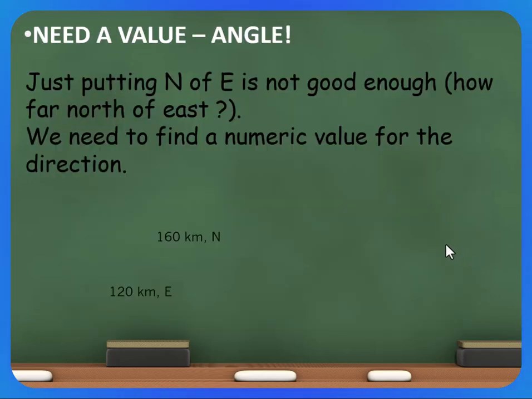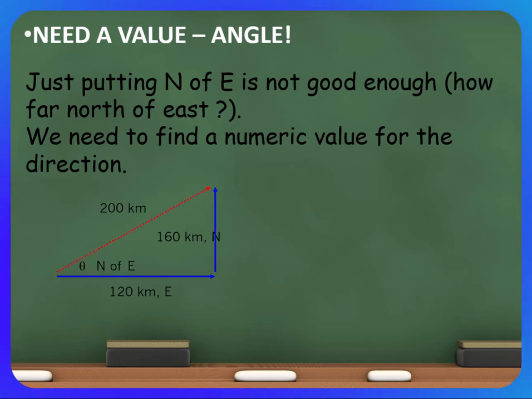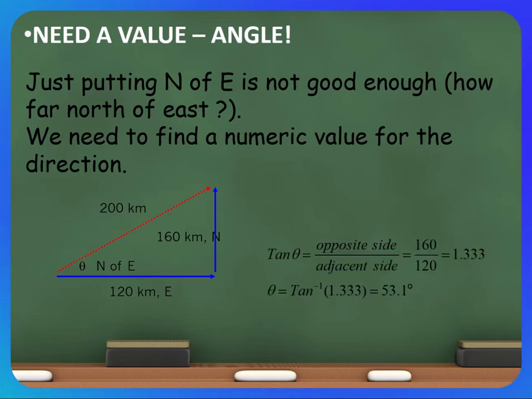Now we need a value, an angle. So just putting north of east is not good enough. We need to know that measurement. So let's look at what we have here. Okay, let's draw our triangle. And I want to know what this angle measurement here is, what theta is. So let's think about what we know. We know our trig functions. So I have the measurement 120 kilometers and 160 kilometers and 200 kilometers. So I have all 3 measurements.